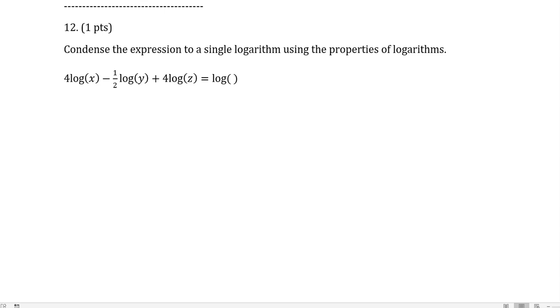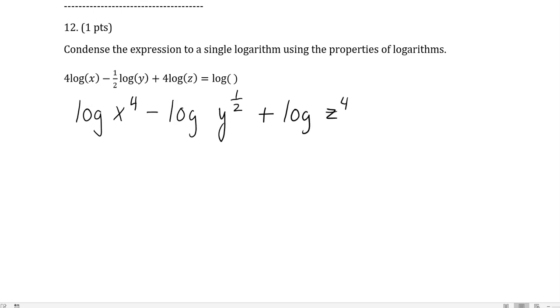So the first thing we need to do is push those coefficients back in as powers on the answer part. This becomes the log of x to the 4th. The next term becomes minus the log of y being raised to the 1/2 power. And the final term becomes plus the logarithm of z being raised to the 4th power. While the parentheses aren't strictly necessary, they are a good habit to get into.